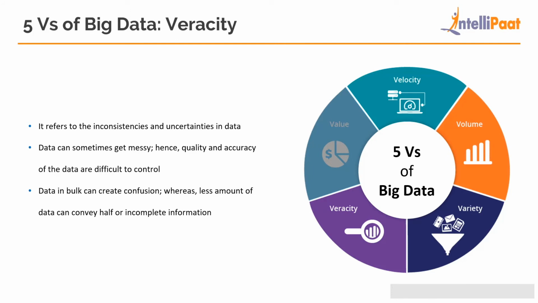So you can see data can sometimes get messy, hence quality and accuracy of the data are difficult to control. So the thing is, you'll have to control it so that your output, your trend, your information which you take out of that large amount of data is actually useful. Data in bulk can create confusion, whereas less amount of data can convey half or incomplete information. So a huge amount of data cannot be easily interpreted, but even though there is a less amount of data, and if it is incomplete, you cannot take anything out of it. So the thing is, your data shouldn't be incomplete. You should make sure that your data is complete and without any inconsistency.